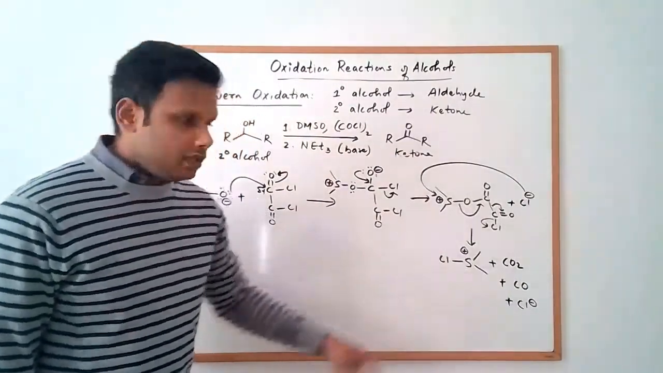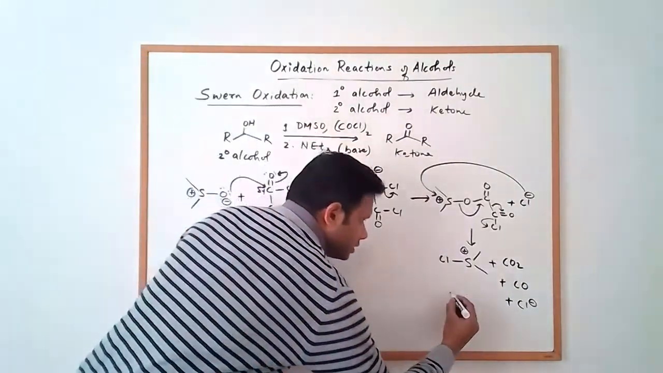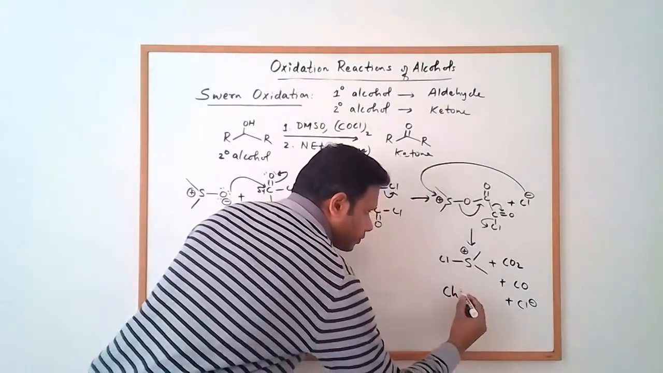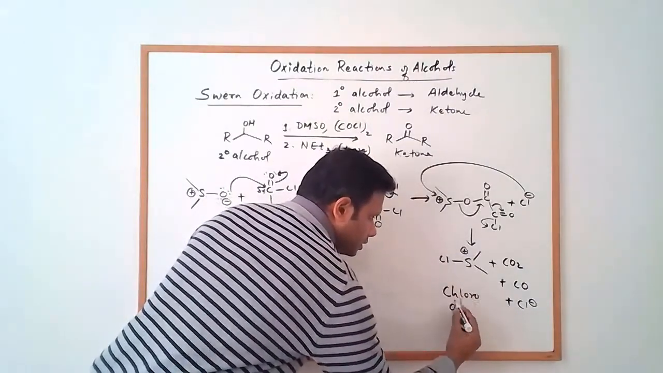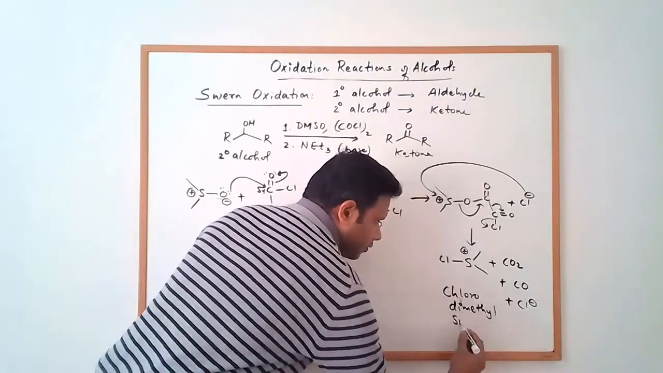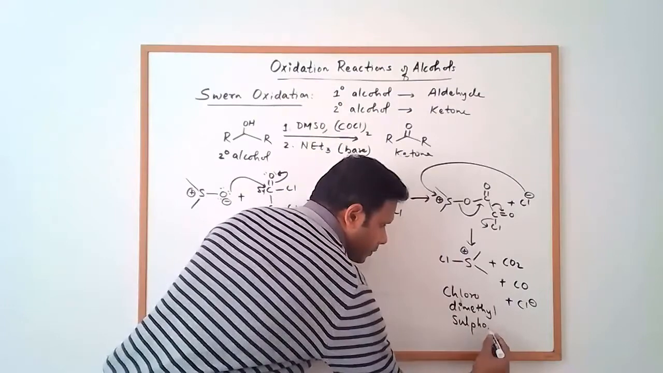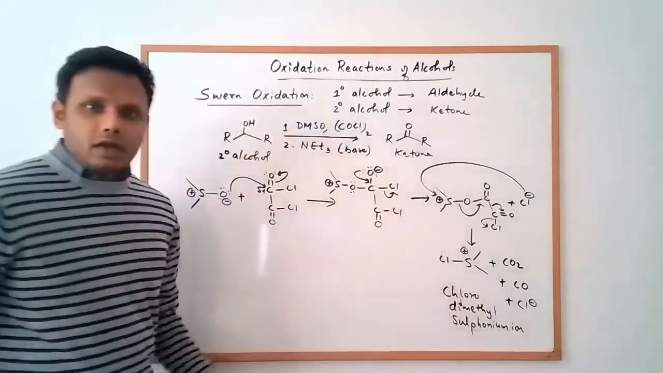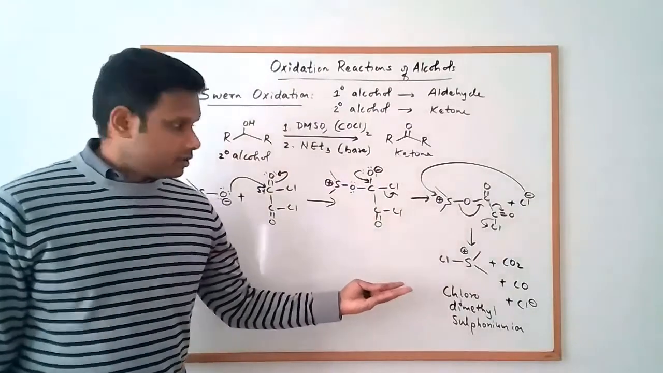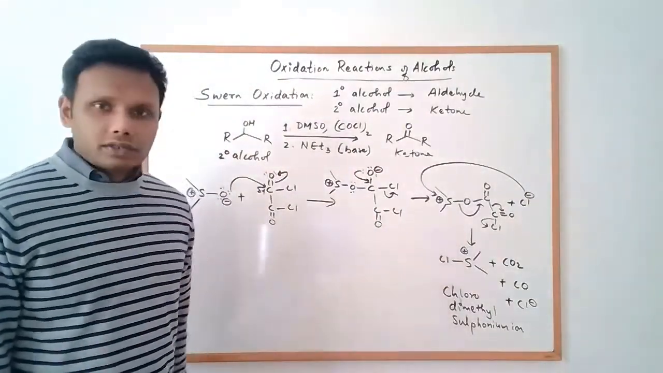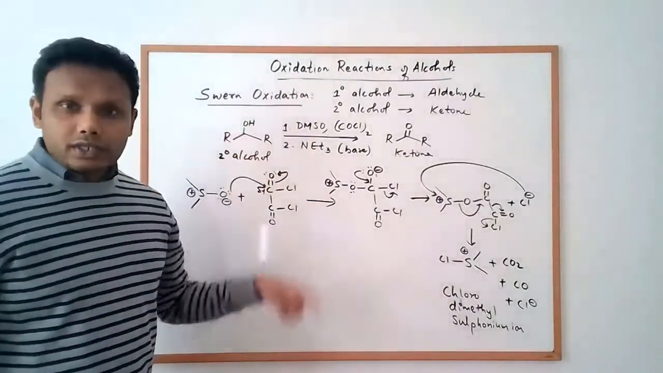This intermediate that we've created, this is the chlorodimethylsulfonium ion. That's our active intermediate, which then undergoes the oxidation, or that helps the oxidation of the alcohol.